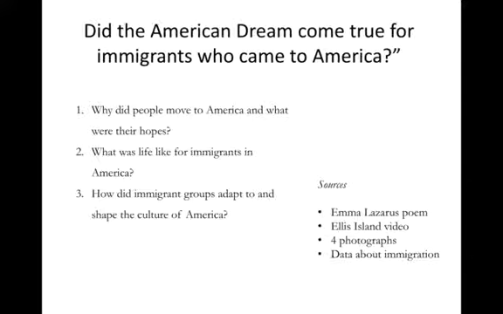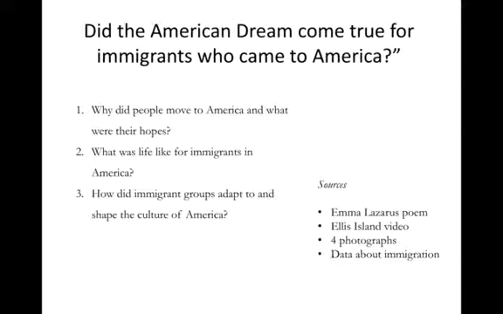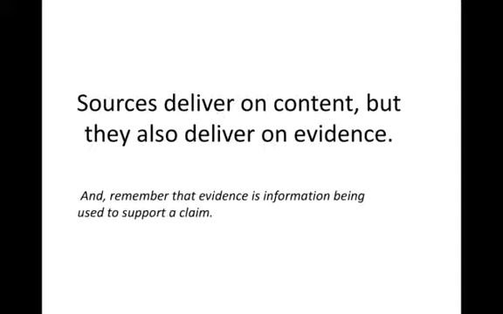And for the most part, those 4 photographs align with question 2, which is what was life like for immigrants in America? So now if you go back to this photo and you put that question in play, what was life like for immigrants who came to America, then you can see how the content that you pull out might address that, and students might be able to complete the task that goes with that particular source. So sources deliver on content, and in that example you see the point that they deliver on content.